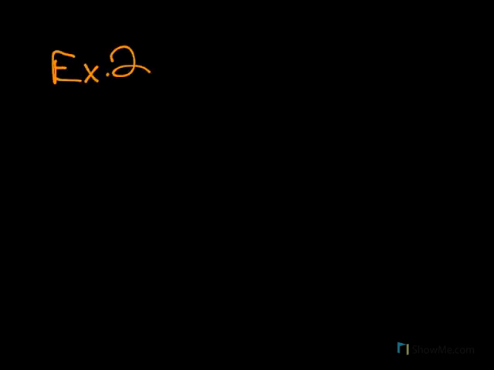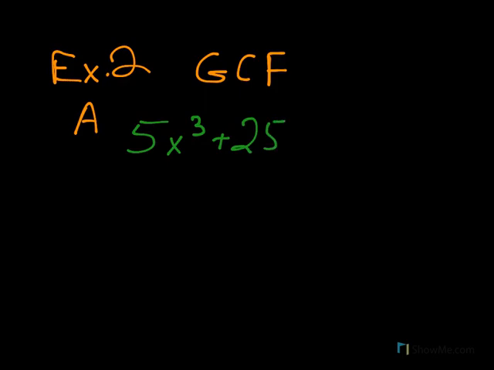All right, find the greatest common factor. Now we're going to find the greatest common factor. We probably learned this in 6th grade, but now we're going to apply it to polynomials. So example A. Let's say that the problem is 5x cubed plus 25x squared plus 45x.